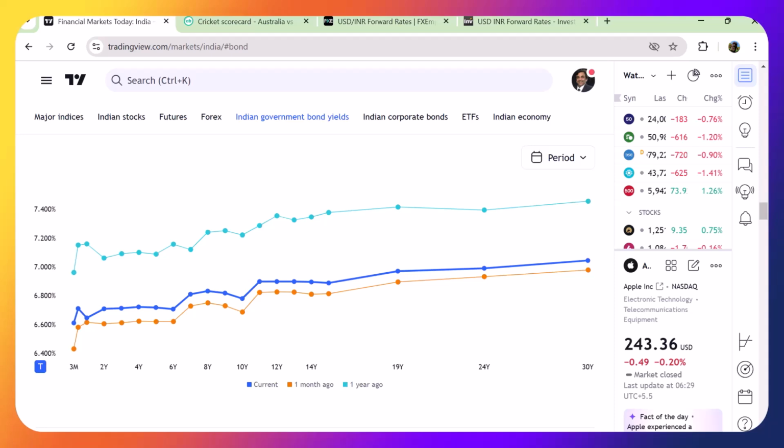Now there are 3 lines here. The line which is dark blue, okay, this is the current rate. यानी कि 3 महीने से लेके 30 years तक का rate of interest plotted है. Okay, and there is a graph. So graph is upward sloping. If this is the shape of what is called the yield curve, then the country is fine.